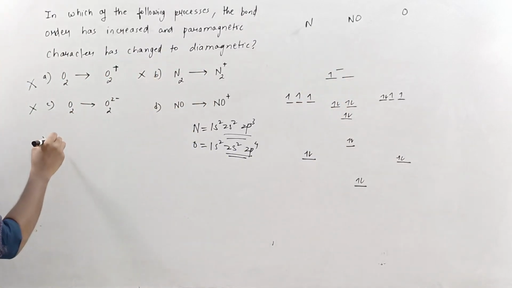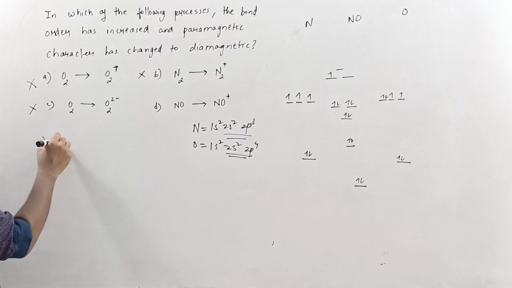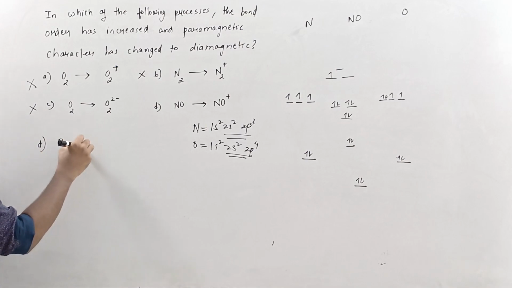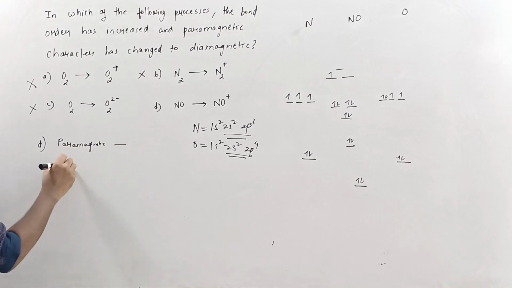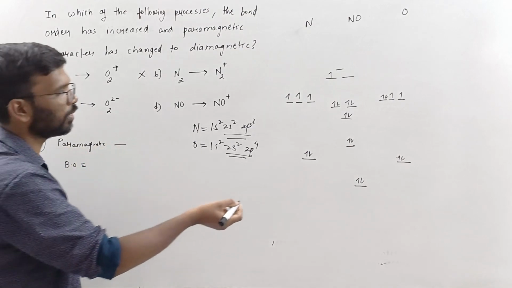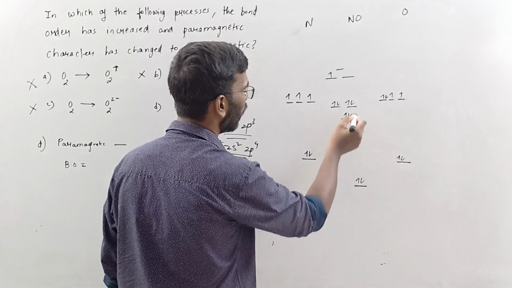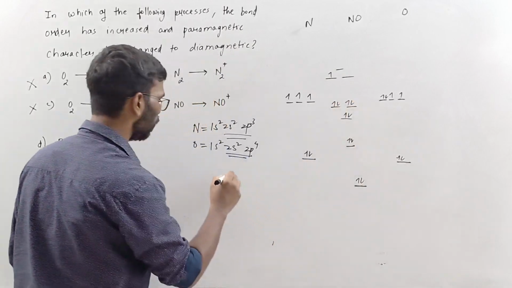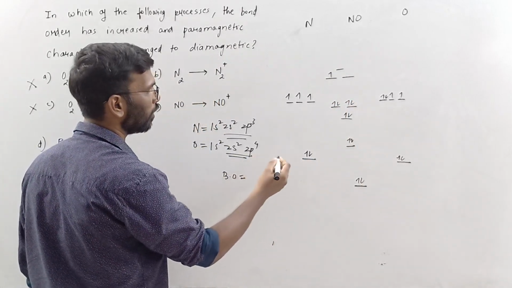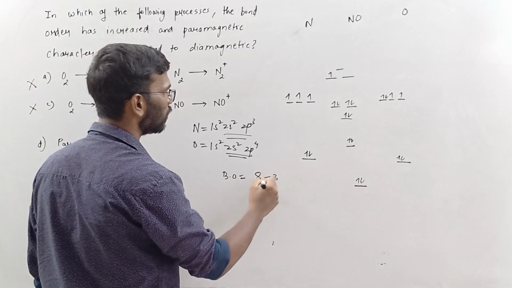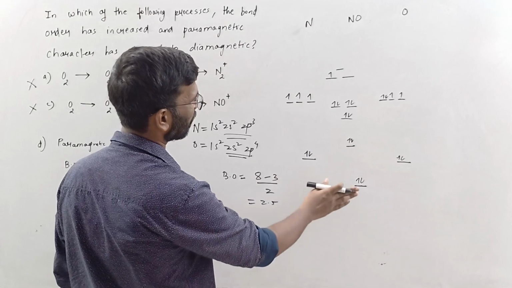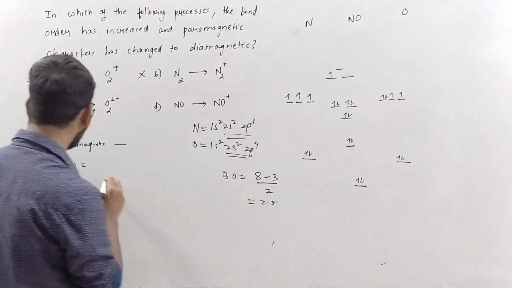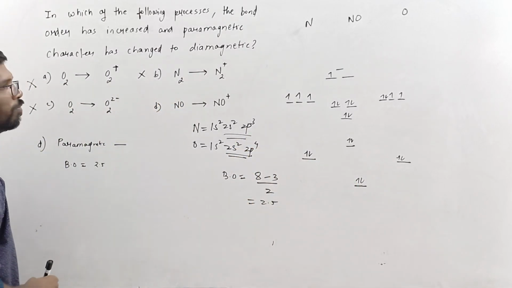So what is option D? Option D is first it is paramagnetic, right? And what is the bond order for this? The bond order for this is 2 and this 3 bonding. Bond order over here is 8 minus 3 by 2, which is equal to 2.5. Yes, no? Bond order over here is 2.5.